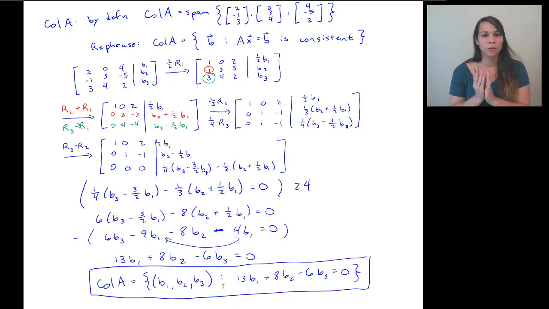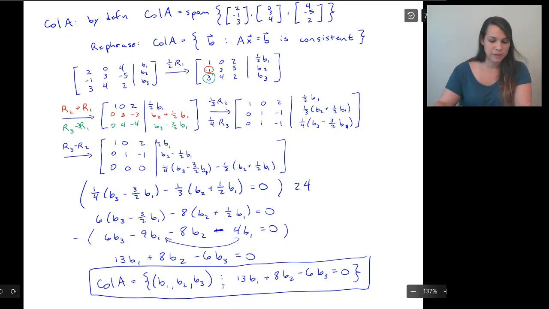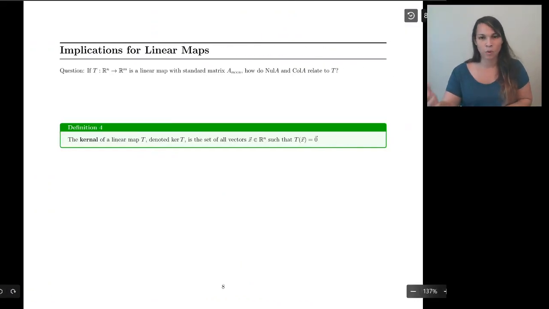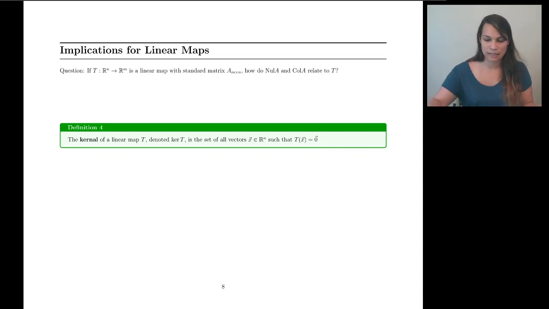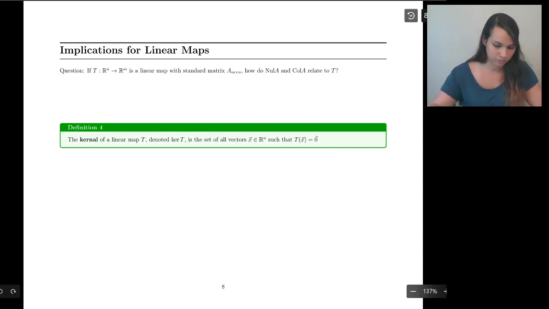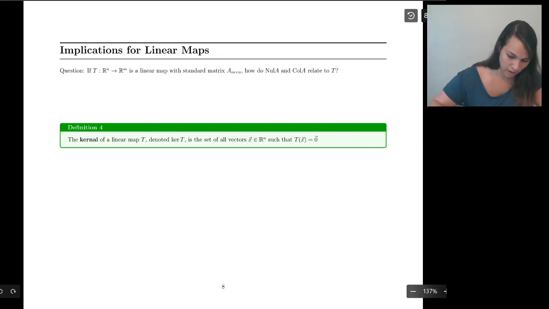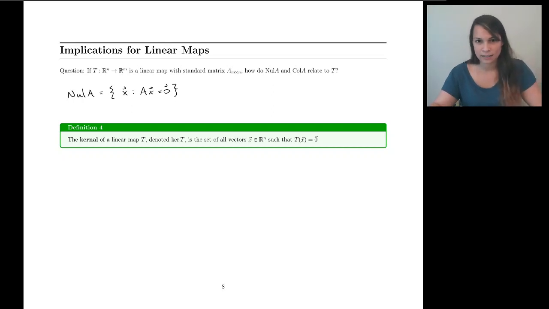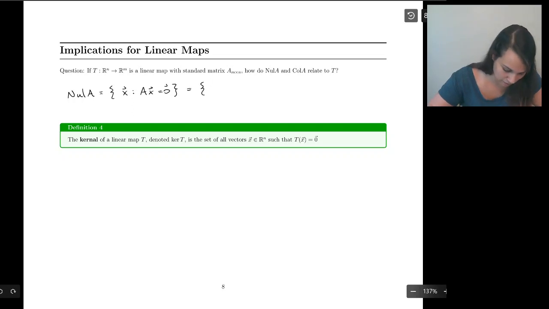Okay, so we've talked about null space, we've talked about column space, and I'm going to take us back to linear maps. So what do null space and column space mean when we're talking about T with standard matrix A? First, let's go after the null space, because that's the easy one to deal with in my opinion. So null space is equal to all the x's such that Ax equals 0. And now Ax is the same thing as T of x, so let's rewrite that. So all the x's such that T of x is equal to 0.